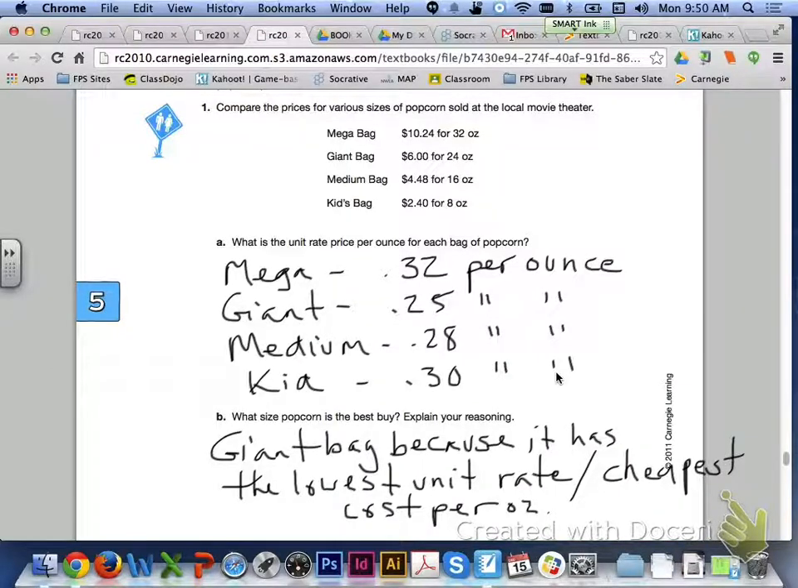So here is what the rest of the unit rate prices should be for the bags of popcorn. The giant bag would be 25 cents per ounce, the medium 28 cents per ounce, and the kids bag would be 30 cents per ounce. If we compare all 4 of these different sizes of popcorn, then the best buy is going to be the giant bag because it has the lowest unit rate. It is the cheapest cost per ounce.